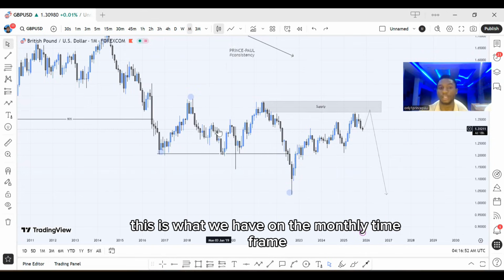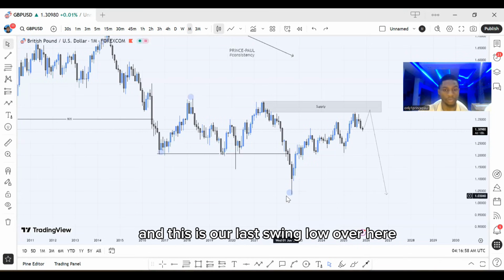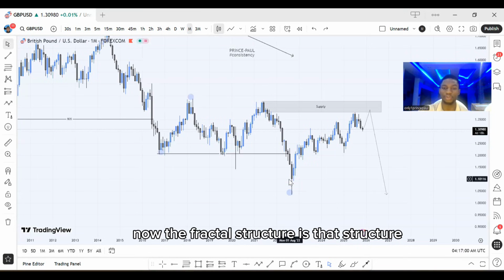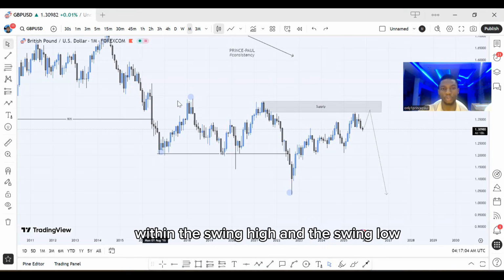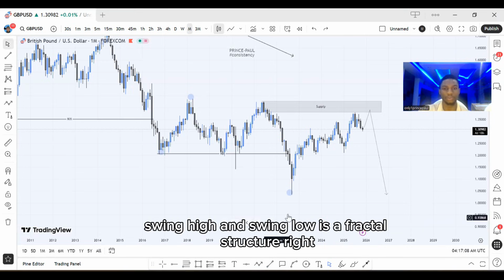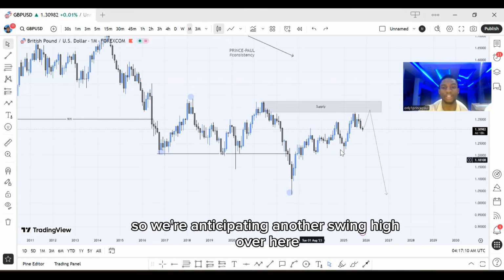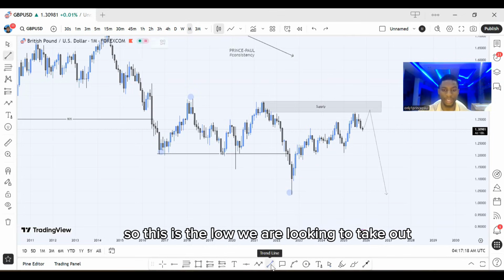This is what we have on the monthly time frame. So this is all the swing structure, because this is our last swing high and this is our last swing low over here. Now, the fractal structure is that structure that you're spotting within the swing high and the swing low. Whatever happened within this swing high and swing low is a fractal structure, right? So we're anticipating another swing high over here, then a new swing low, right? Taking out this particular low.